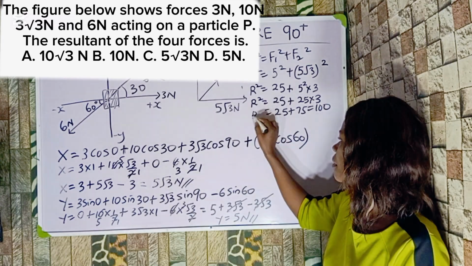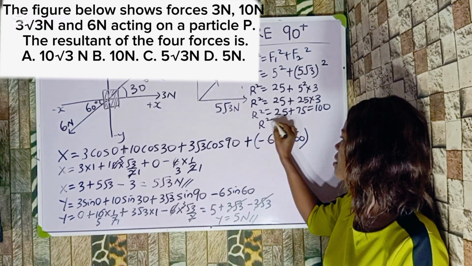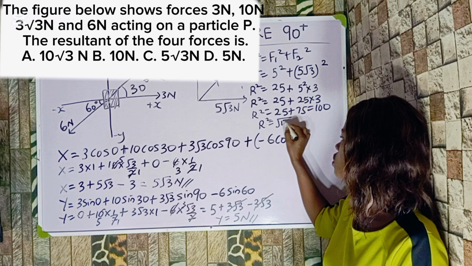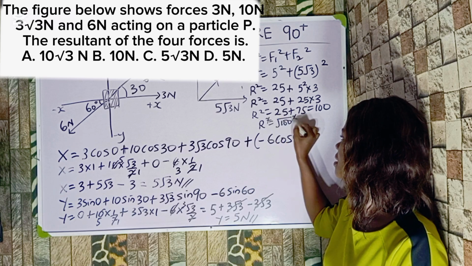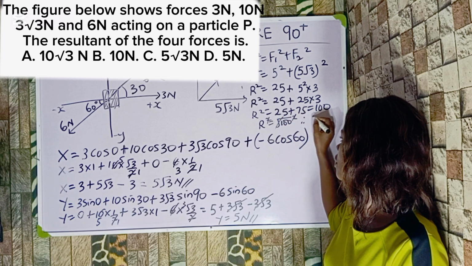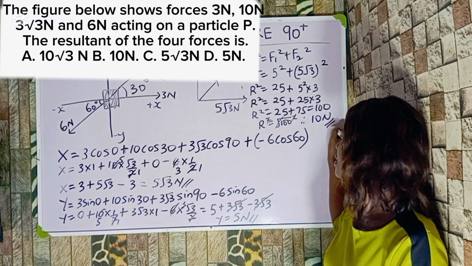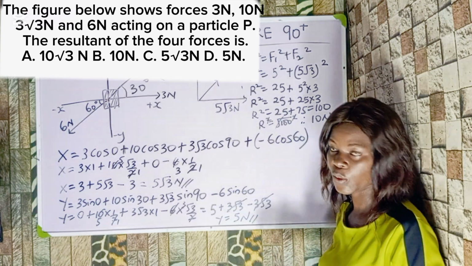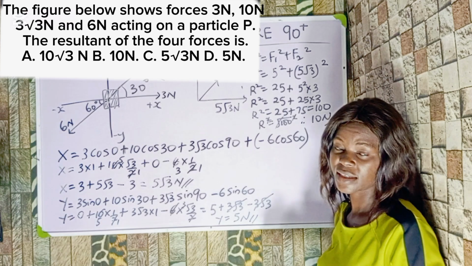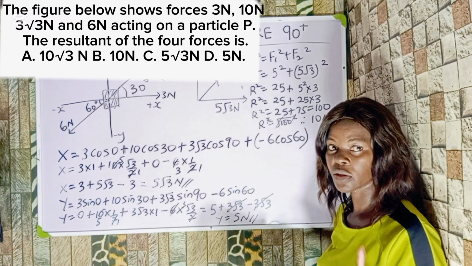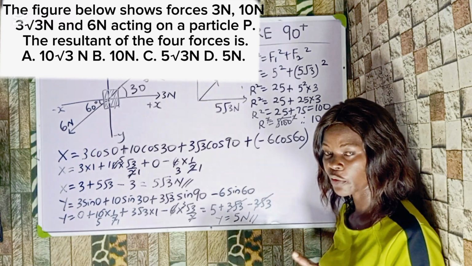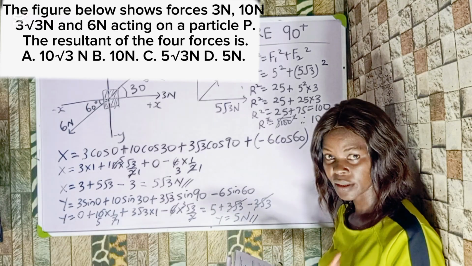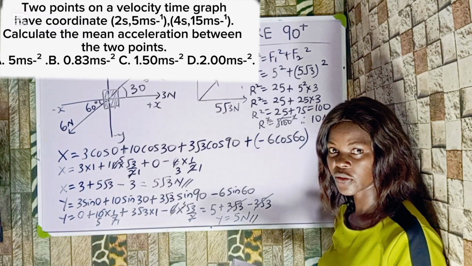Now my R is equals to root of 100. Therefore it's going to give me 10 Newton. Do you understand? So the resultant of these vectors inclined at a point is equals to 10 Newton. From what we got so far, the correct option to this particular question is option B. I hope that is clear. So let's go to the next one.